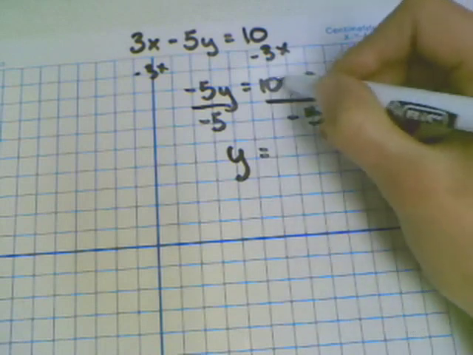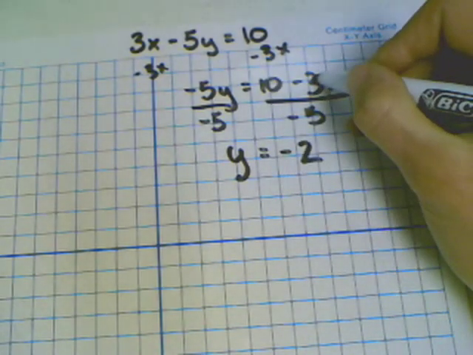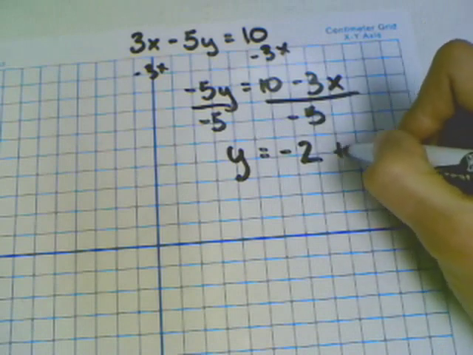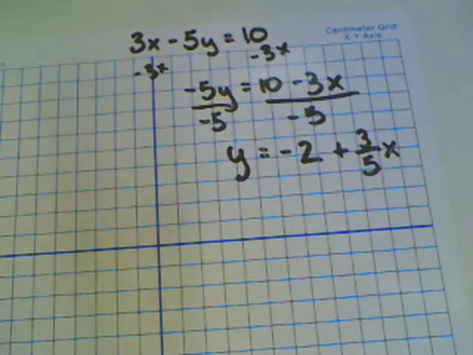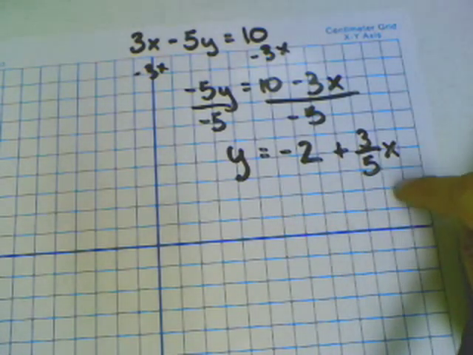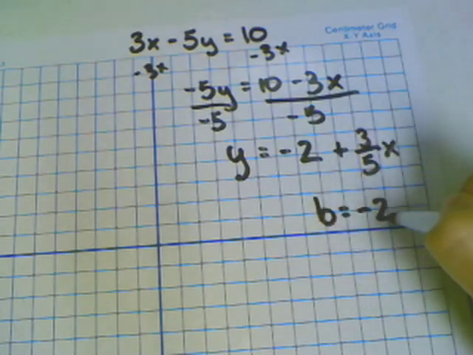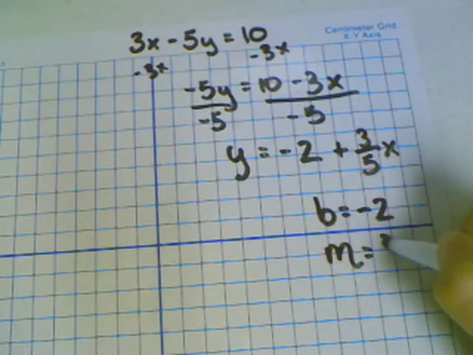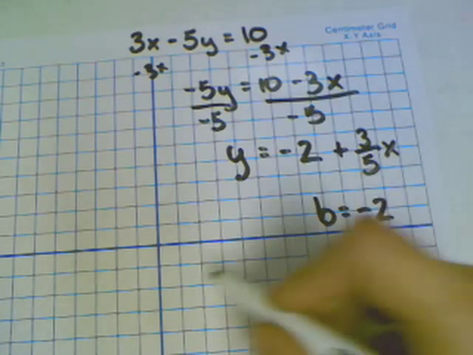So y equals 10 divided by negative 5 is negative 2. Negative 3 divided by negative 5 is a positive 3/5 x. Negative divided by a negative is a positive number. This is what I want to graph with, because I can see here that the y-intercept is negative 2 and the slope is 3/5. Now all I have to do is graph.